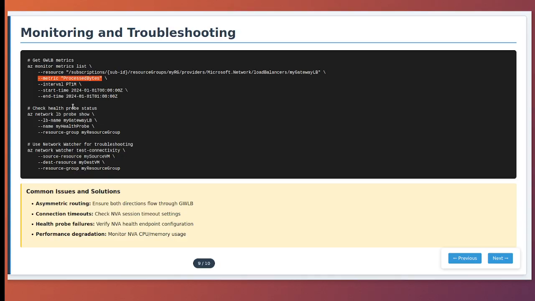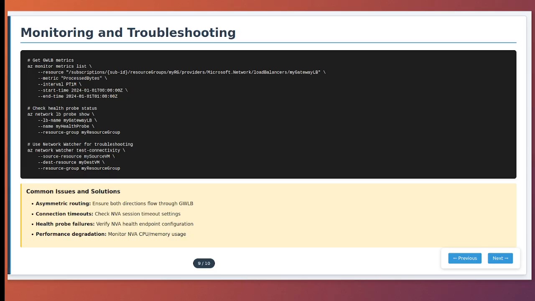For troubleshooting, Network Watcher is your best friend. The next hop feature helps verify that traffic is correctly routed through your GWLB. The IP Flow Verify tool confirms whether traffic is allowed or blocked. The Connection Troubleshoot feature tests end-to-end connectivity through the entire path, including your GWLB and NVAs.